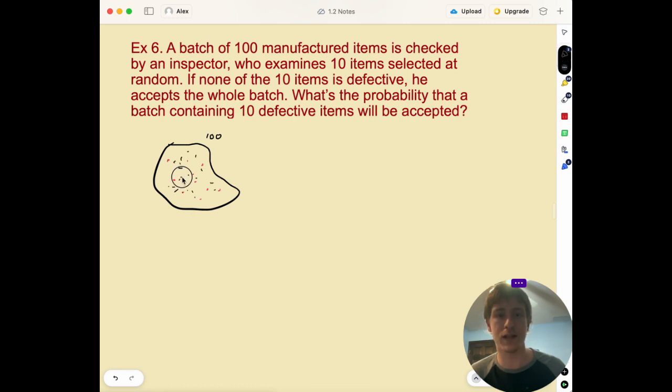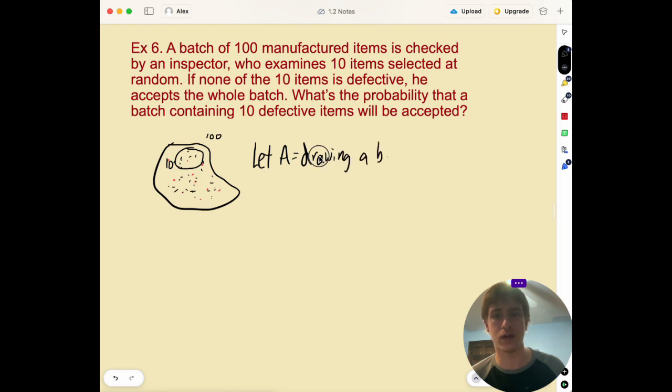So the question is basically saying that the quality inspector is going to select 10 items at random, so he's going to select a sample size of 10 items. And we want to know the probability that that batch contains no defective items.